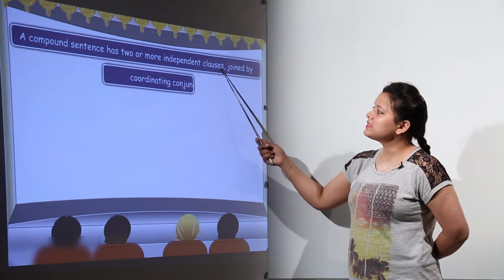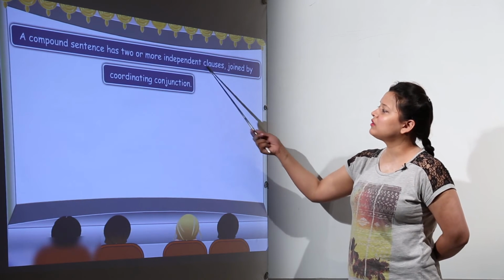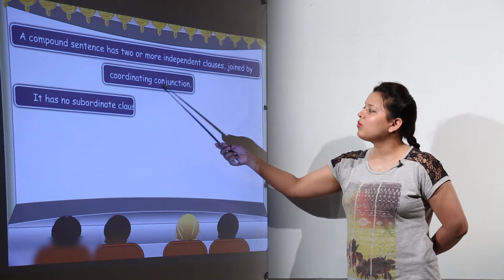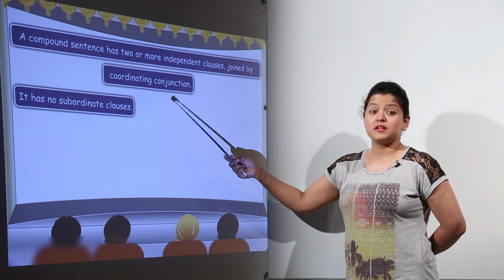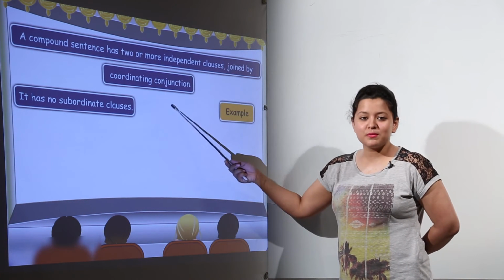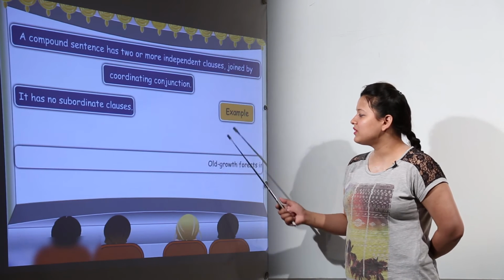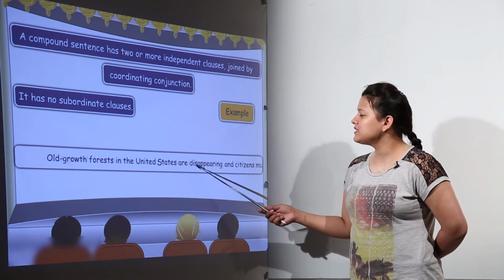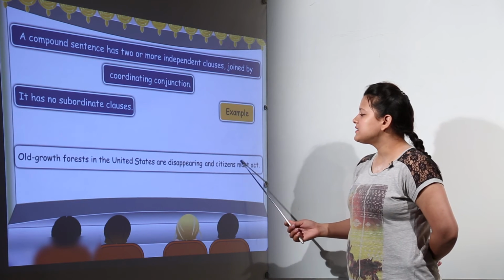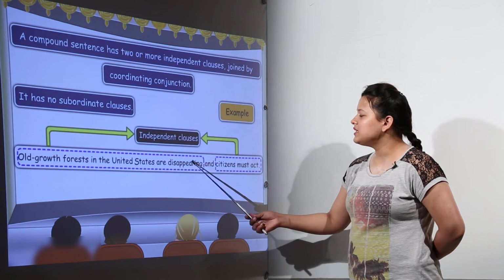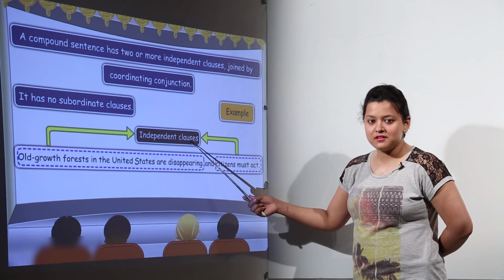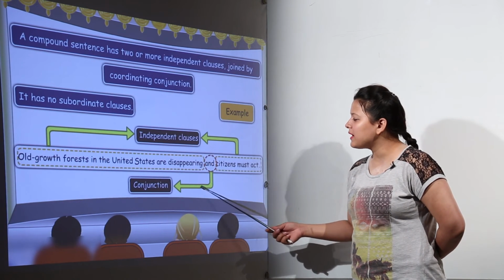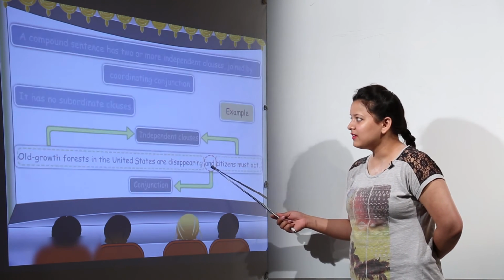A compound sentence has two or more independent clauses joined by coordinating conjunctions, but this also has no subordinating clause. For example, the same one, old growth forests in the United States are disappearing and citizens must act. So these are the two independent clauses here which have been joined together by a conjunction and.